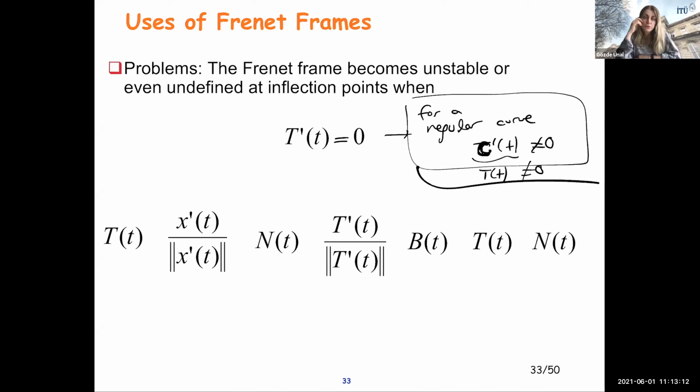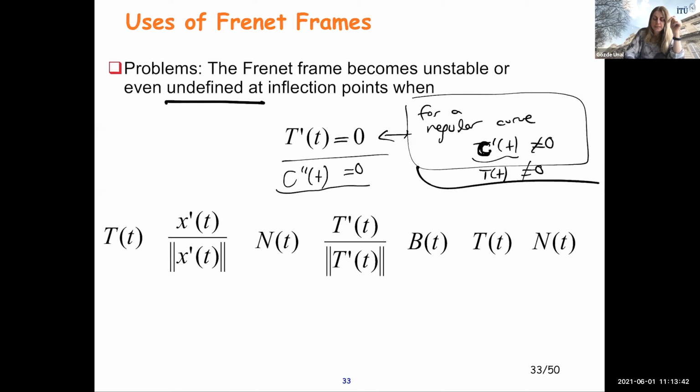Now, T prime of t, when it becomes zero, this is something else. This is also not wanted, because for the Frenet frame, remember, we also want T prime of t nonzero. That's also something that makes our analysis undefined. T prime of t being zero is where the second derivative of the curve is zero. So the second derivative changes sign, going from negative to positive or positive to negative. These are called inflection points.